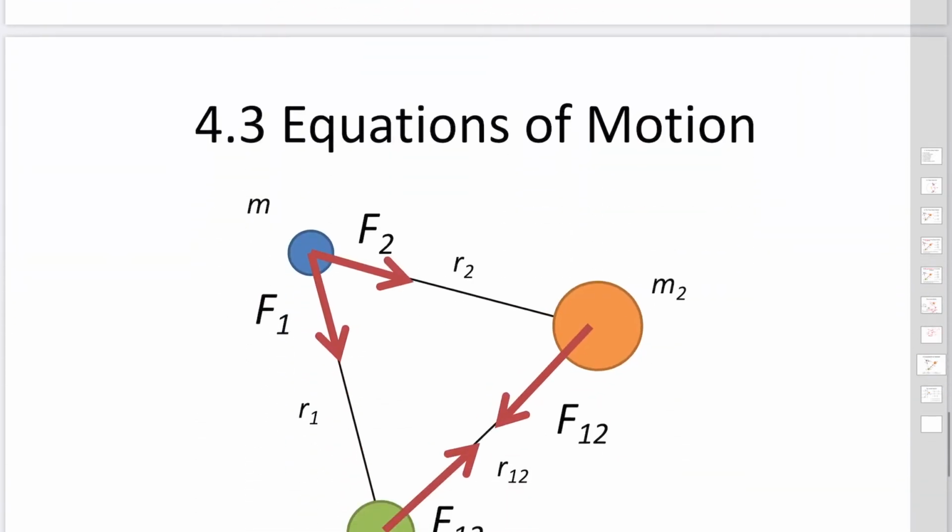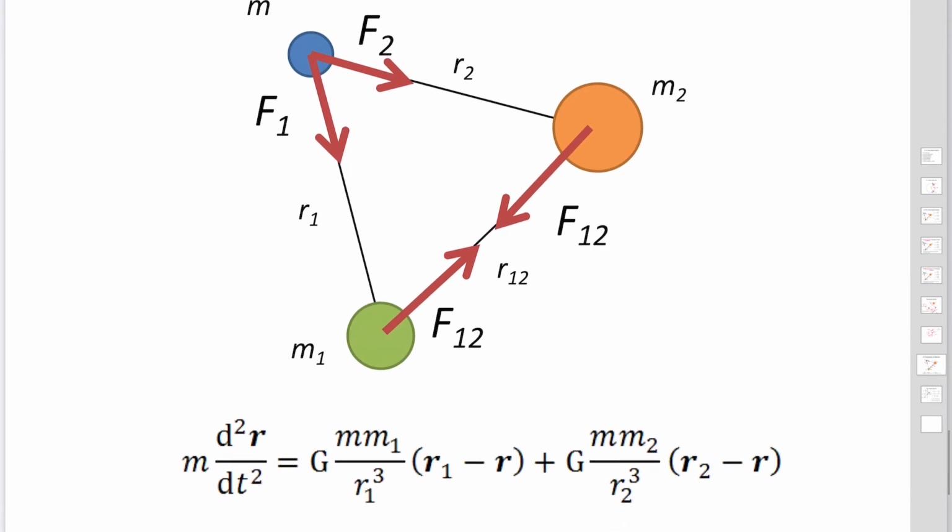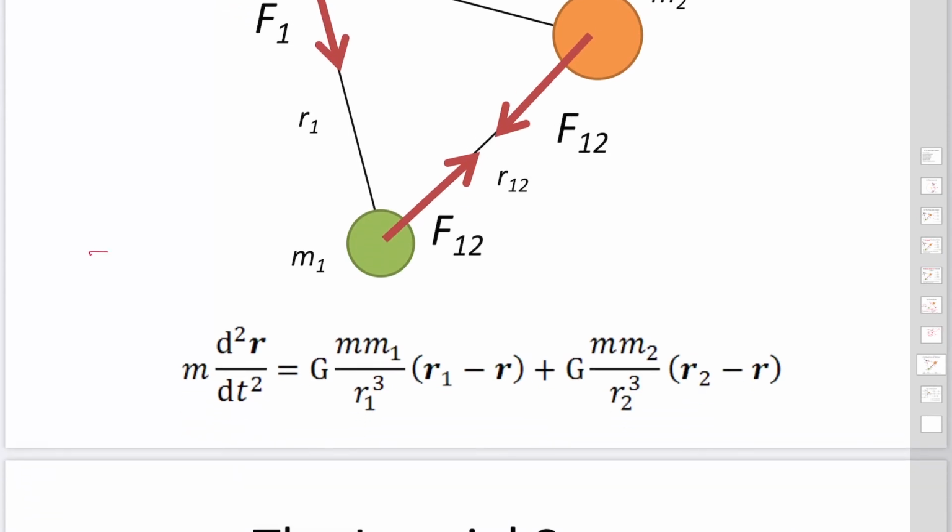Then we'd like to write down the equations of motion. We have already solved the equation for the objects m sub 1 and m sub 2. So the question is that we'd like to find out the motion of the object with mass m, this m. So the equation of motion is expressed as mass times acceleration equals gravitational force.